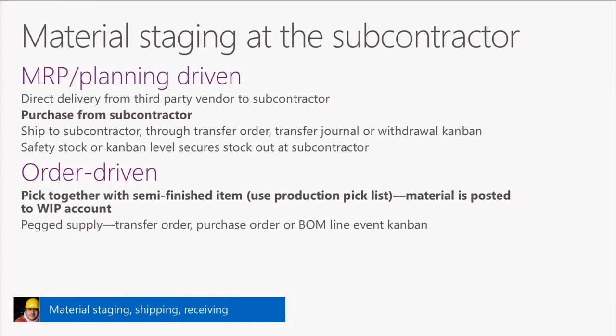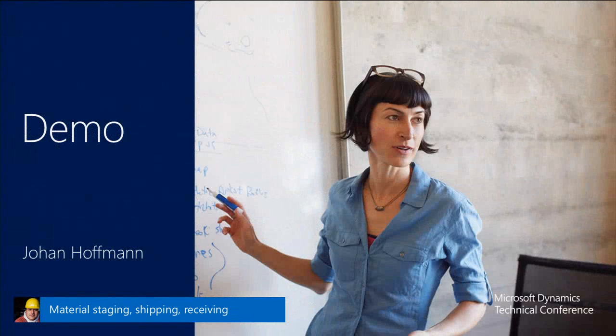The other part of a way of doing it order-driven, if you still want to use transfer orders or purchase order at the subcontractor, then you can use the packed supply, because packed supply would then automatically drive the order-specific purchase to be shipped at the subcontractor, or the order-specific transfer, or a bomb line event Kanban. And you can also do that in the case of production orders. You can use a withdrawal event Kanban to pull the material to the subcontractor as well. But now Johan is going to show you the version where we're staging order-driven with the picking list.